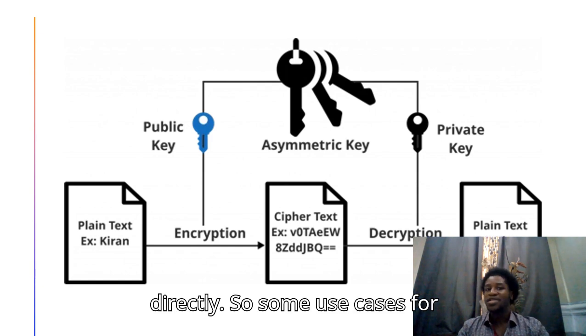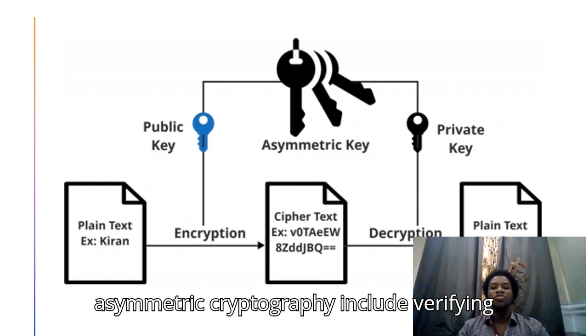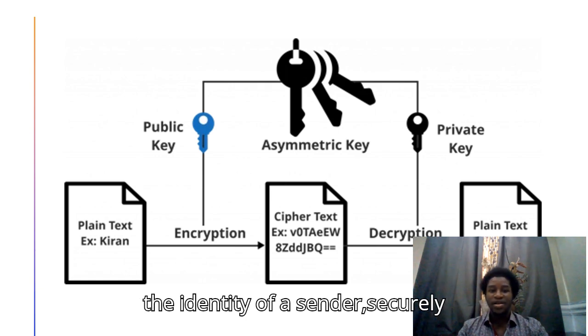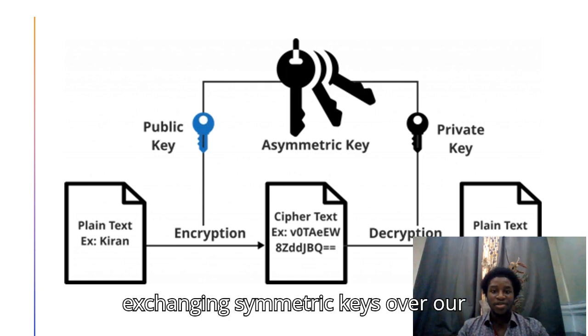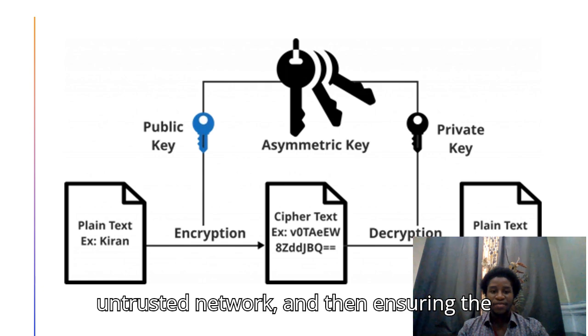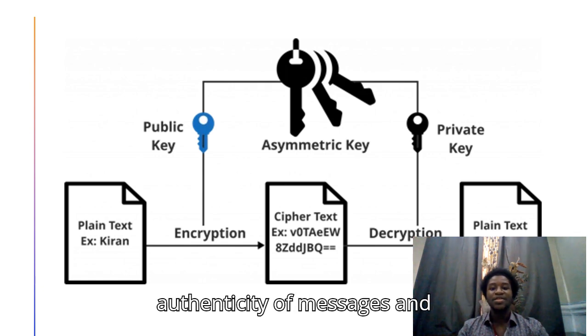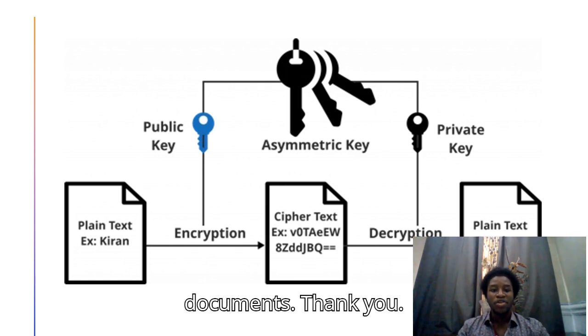Some use cases for asymmetric cryptography include verifying the identity of a sender, securely exchanging symmetric keys over an untrusted network, and ensuring the authenticity of messages and documents.